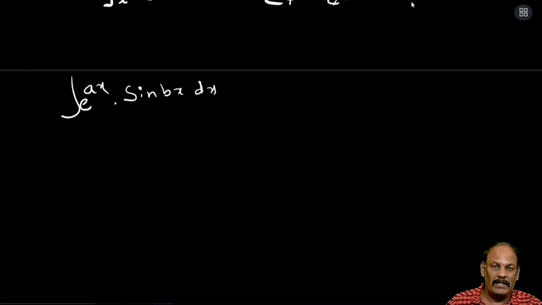In that particular condition, what do we have to take? For that, one order is given. This is the order. I means inverse trigonometric functions. Not there in the sum. L, logarithmic functions. That also is not there in the sum. Next one, A, algebraic function. Not there in the sum. Next one, T, trigonometric function. Yes, it is there. Sine bx is a trigonometric function.